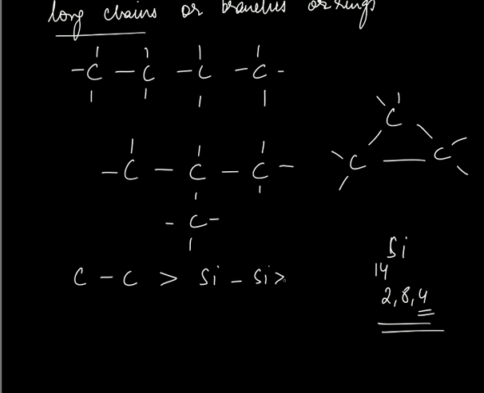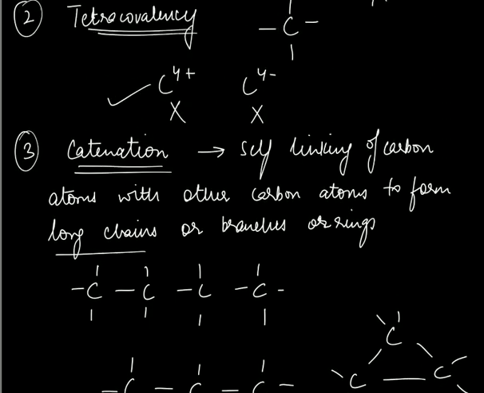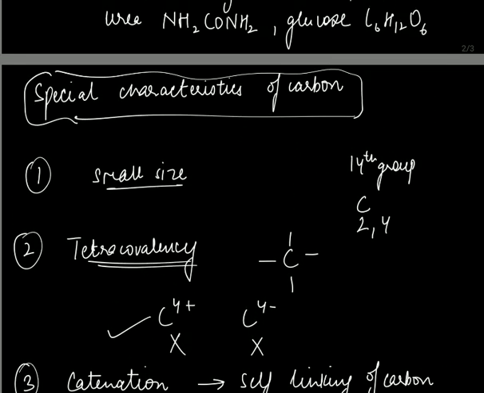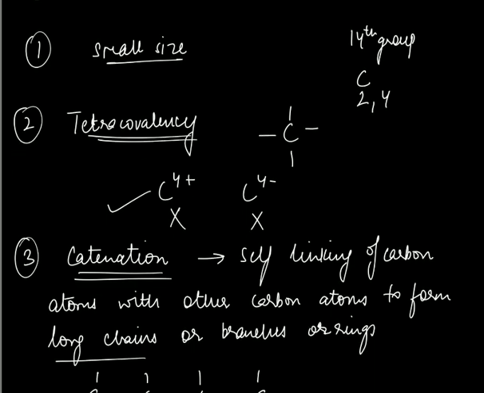Then after this, even nitrogen can form catenation, and after this, we can write phosphorus. So this is nothing but the extent of catenation. That's the order that I've written over here, and so on. These are the special characteristics that make carbon very special, and that's why the whole of organic chemistry is based on carbon itself.